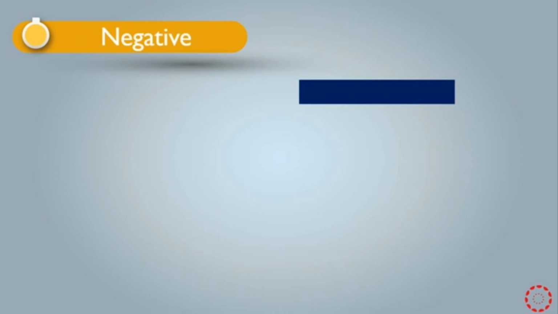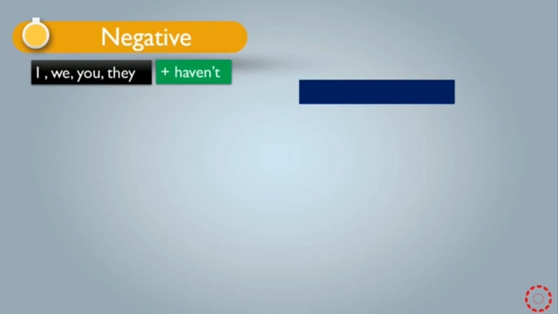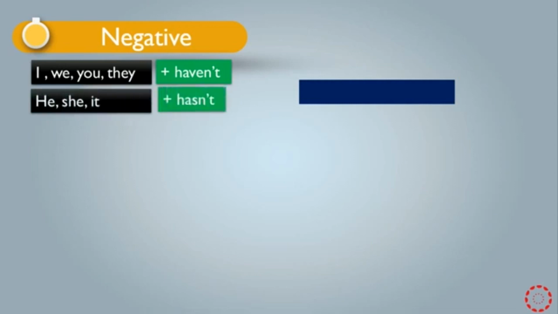Another one, we have negative. Let's see what is the rule of negative. I, we, you, they, with haven't, so we just add not to have, so it becomes haven't, and he, she, it becomes hasn't, followed by what? Past participle again. So it is the same rule as the positive, but we just add not to have and has. So it becomes haven't and hasn't.